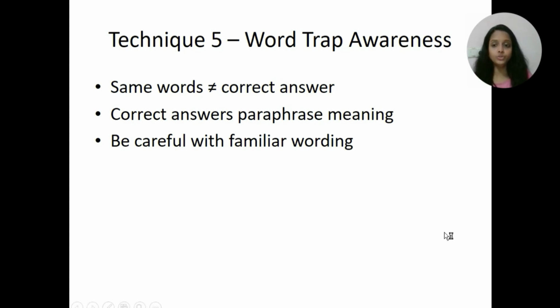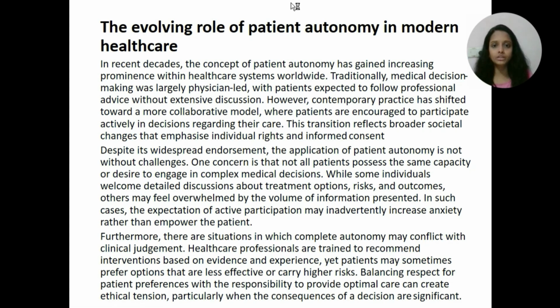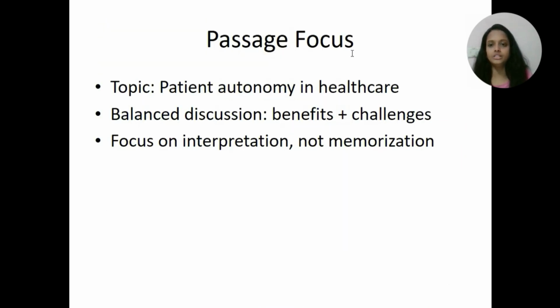Okay, so let's move on to an example here. This is the example. The evolving role of patient autonomy in modern healthcare. If you want, you can just pause the video, try to read it by yourself, and then we will move on to the questions. Okay? Once you're done, we'll just move to the questions now.